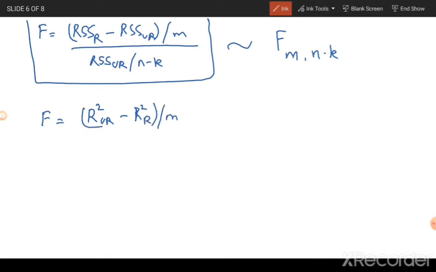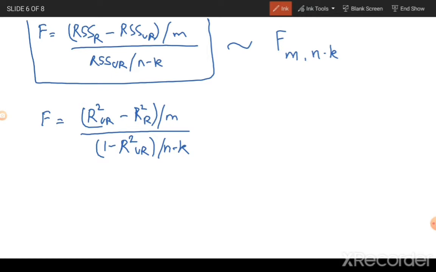Degrees of freedom remains the same. So divided by m, which is the number of linear restrictions imposed on the model. And here you will have 1 minus R square of the unrestricted model in the denominator divided by n minus k. So this formula is very useful because R square is reported in almost every statistical package for every regression that is run. So no more calculations are required, simply use the R square.